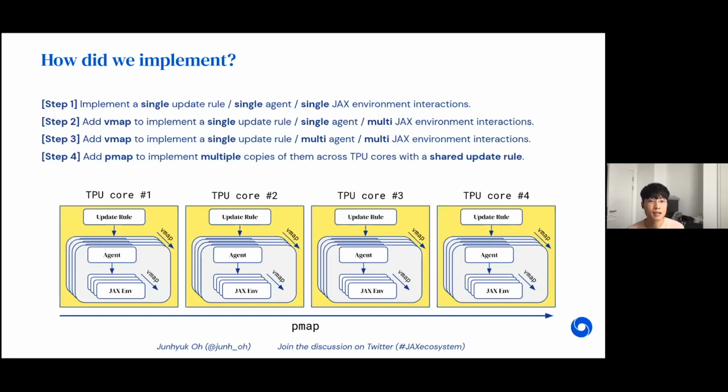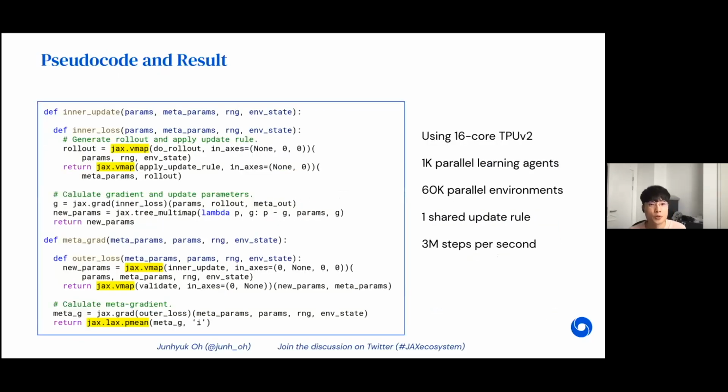So this is the pseudocode of our framework. The top part implements the agent update, and the bottom part implements the meta gradient calculation. And these VMAPs and PMAPs, the yellow parts, are essentially the VMAPs and PMAPs that I just described in the previous slides. Without these VMAPs and PMAPs, this pseudocode essentially implements a single agent, single update rule, single environment interaction. But by just adding a few VMAPs and PMAPs, we were actually able to massively scale up the approach.